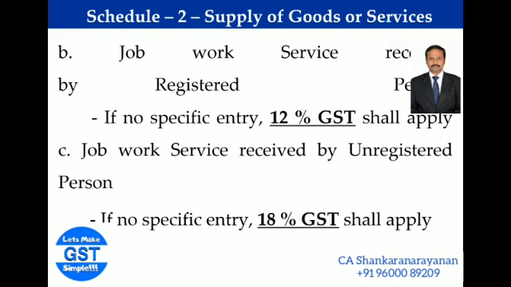And then they have said, when a service not specified is received by a registered person, 12%. So the department wants to give the benefit of 12% only to B2B, not to B2C. If it is a job work service, which is not specifically mentioned with a rate, but received by an unregistered person, GST is 18%. This is the job work related clarification that has come in the circular.